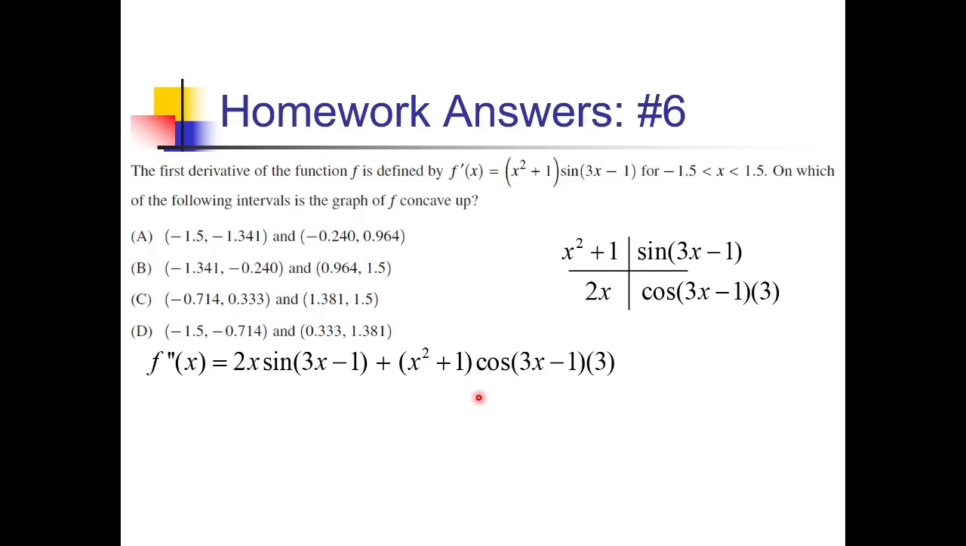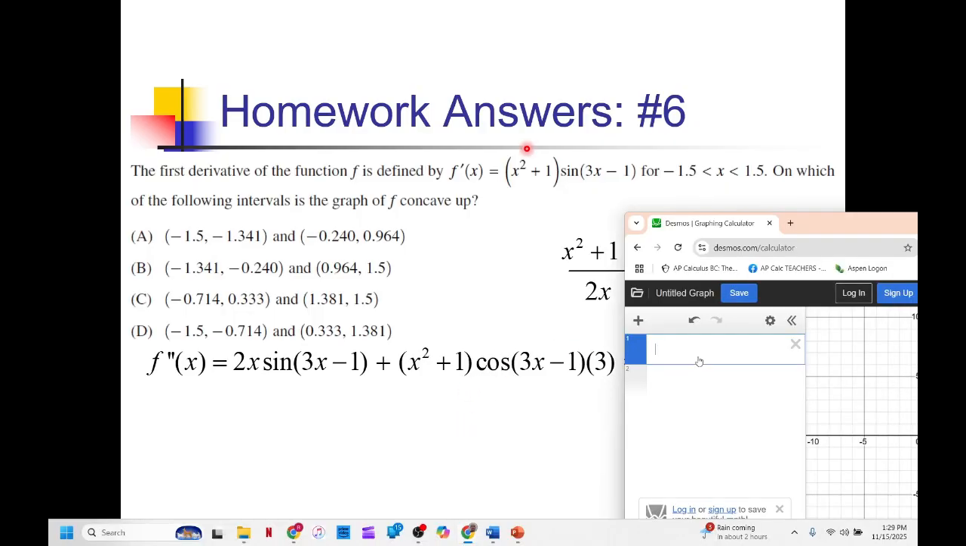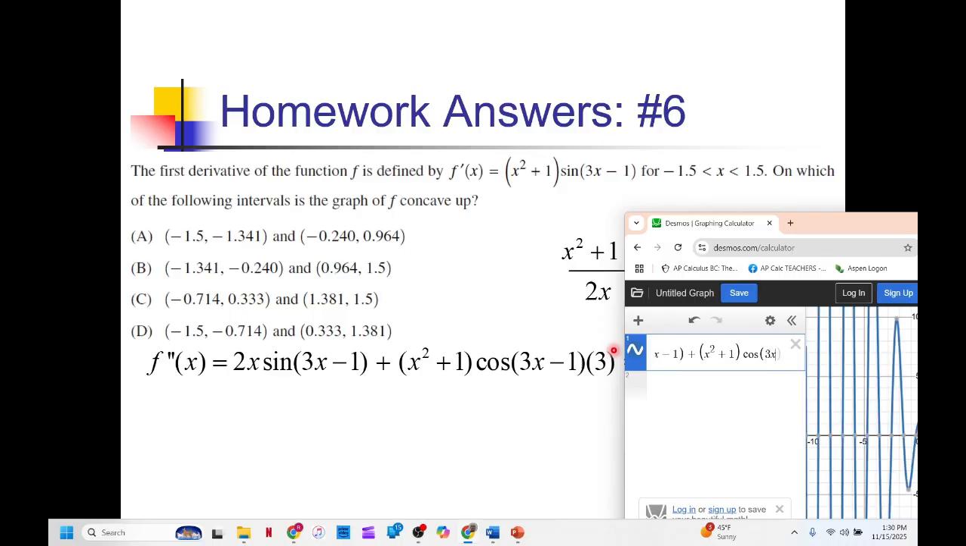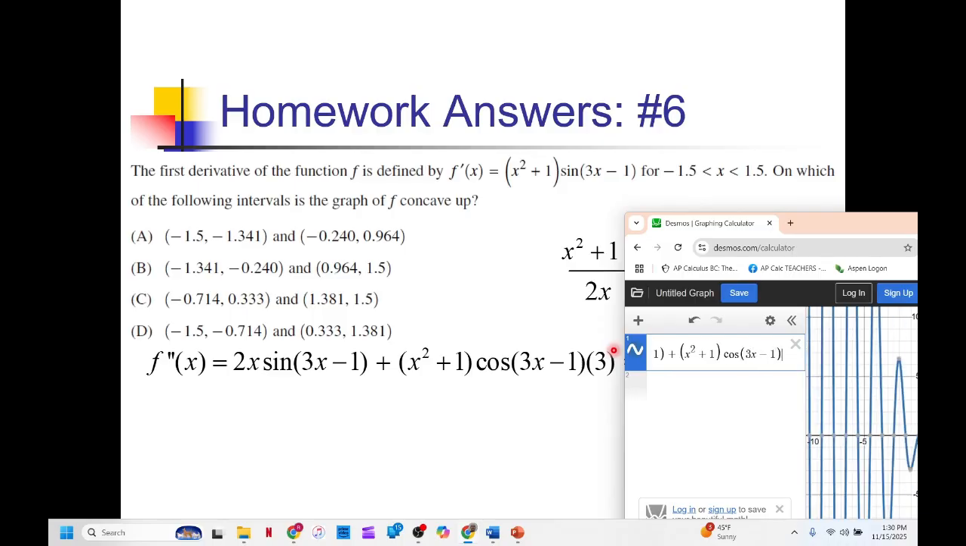And at this point, I'm just going to see where this equals 0 on my Desmos. So here we go. So just fired up Desmos here. Let me put this function in. I'm just going to call it g. And we've got 2x sine of 3x minus 1 plus, and now parentheses, x squared plus 1 times cosine of 3x minus 1. Careful with those parentheses. And then times that 3 at the end.